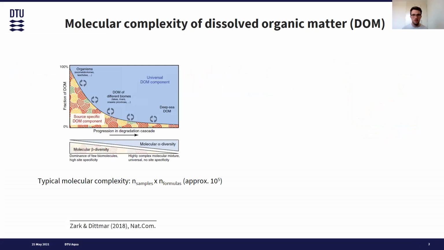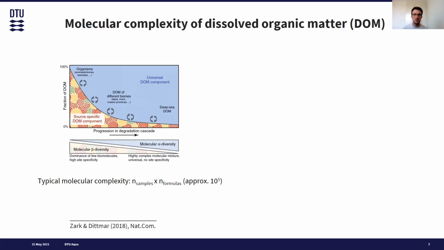But what is there to decipher? Well, we have a very complex pool in dissolved organic matter. So this figure from Zach and Dietmar here shows very nicely that the material at the source consists of very few different biomolecules. So that could be lignins, cellulose, amino acids, lipids, DNA molecules. And as these molecules are subjected to a degradation cascade, the complexity increases considerably. So we're slowly forming this universal DOM component that consists of reoccurring molecules and molecular formulas that are very complex.